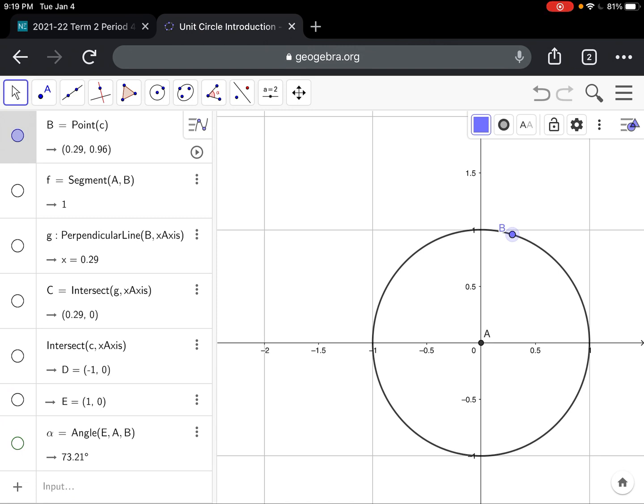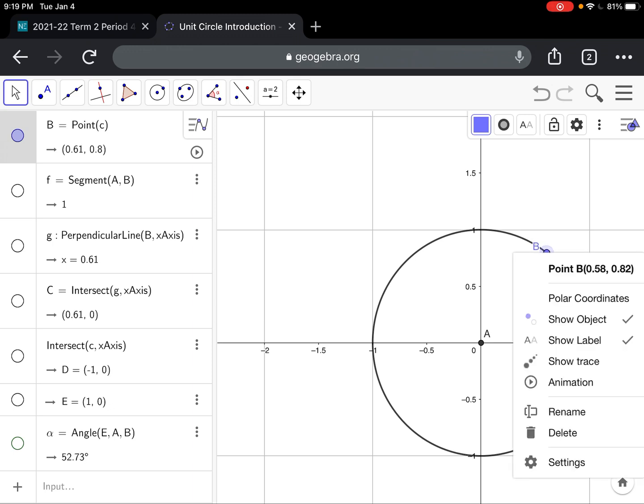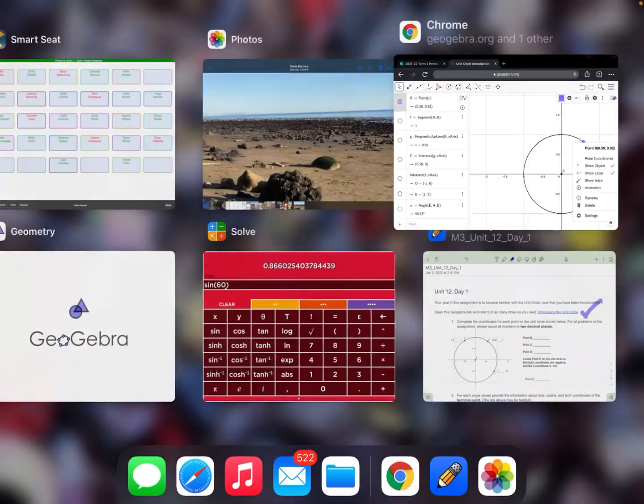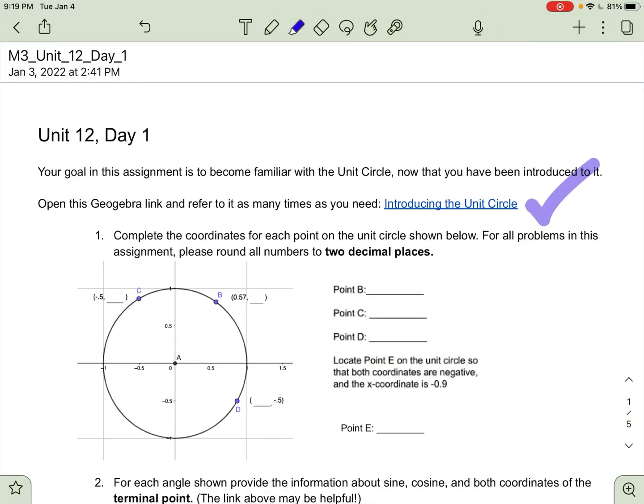So 0.57 for the X coordinate puts it right about there. Oops, that always happens. So 0.57, let's do that one more time, try to get it exactly right. It's 0.82, right? There you go, 0.82. So point B then has an X coordinate of 0.57 and a Y coordinate of 0.82. All right, so that's a pretty easy thing to do. Do that a few more times. So you should have 4 points on the circle and 4 X and Y coordinates of those points. So you can finish that.